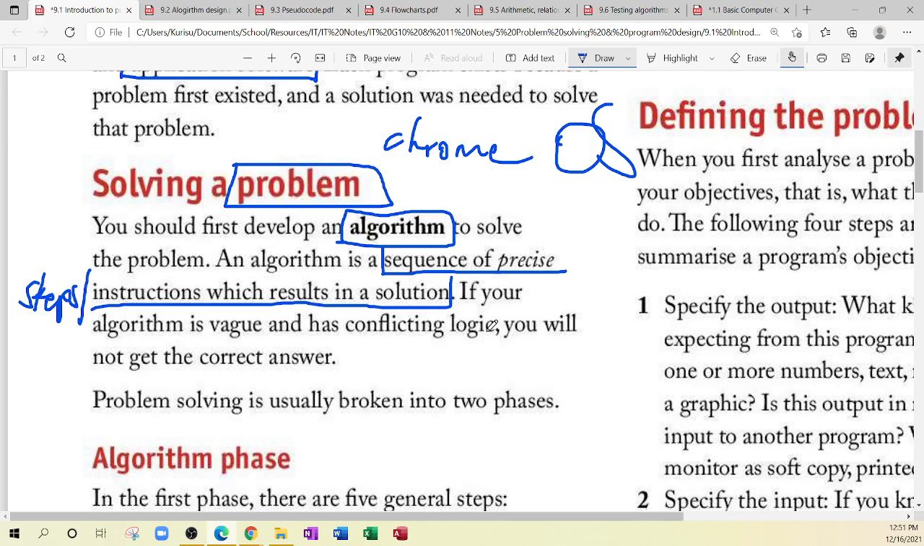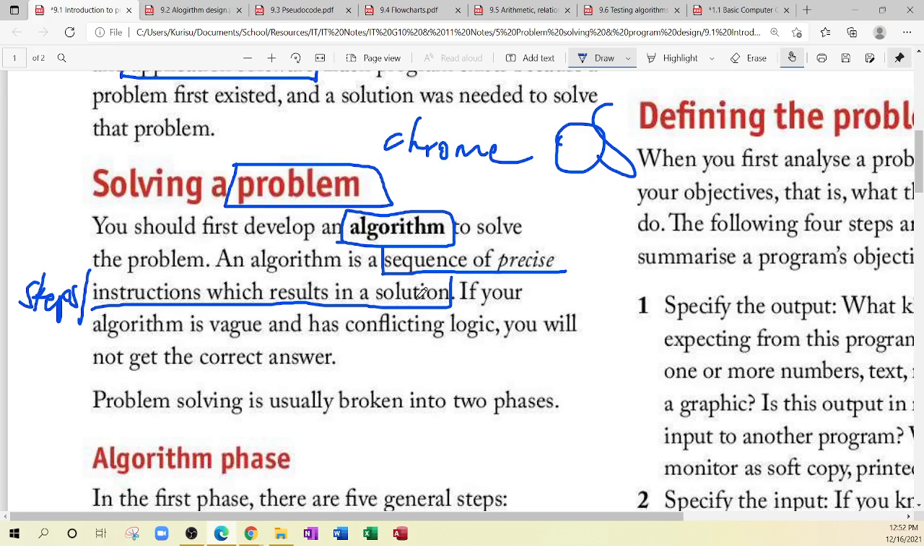So say for instance, you want to make a sandwich. You want to make a sausage sandwich. That's what you feel like eating. So your algorithm, remember, we're trying to solve this problem. Your algorithm is the sequence of precise steps or instructions which results in the solution. So your algorithm, with the example that I just gave you with being hungry and you want a sandwich, is the series of steps you're going to take to make your sandwich.